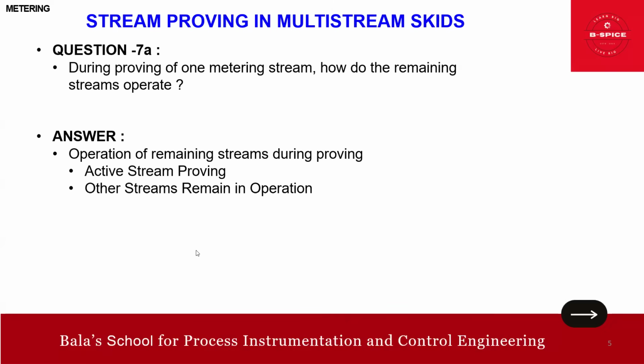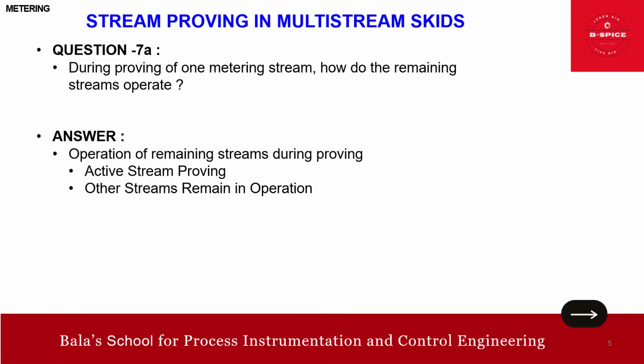Then the other streams remain in operation. How? All non-proving streams continue normal custody transfer operation. Their flow meters remain active, continuously sending data to the flow computer and SCADA, so there is no interruption in the overall metering system output. So this is how we need to do it.